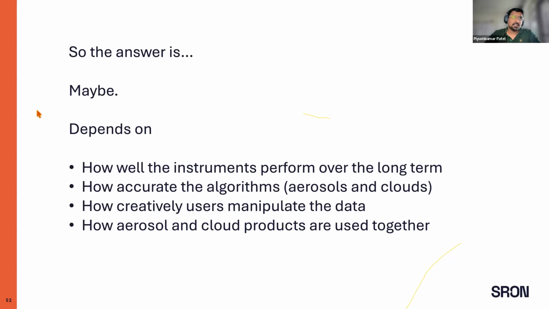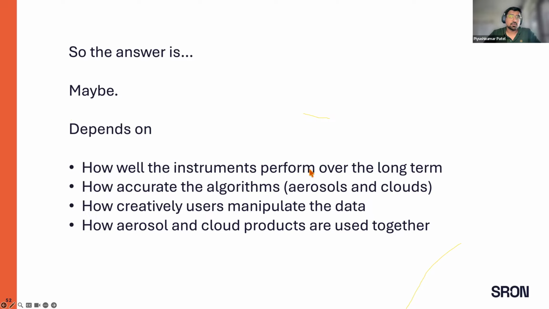And finally, the answer is maybe it can reduce the uncertainty, but that depends on how well the instruments perform over the long term. If you see the difference between MODIS and MISR, MODIS has worked very smoothly for more than a couple of decades, but MISR has a lot of issues. Same with PARASOL. PARASOL only worked for 3-4 years, and 3-4 years of information is not enough when you have to understand the aerosol impact on the climate. So the first question is how well the instrument performs over the long term.